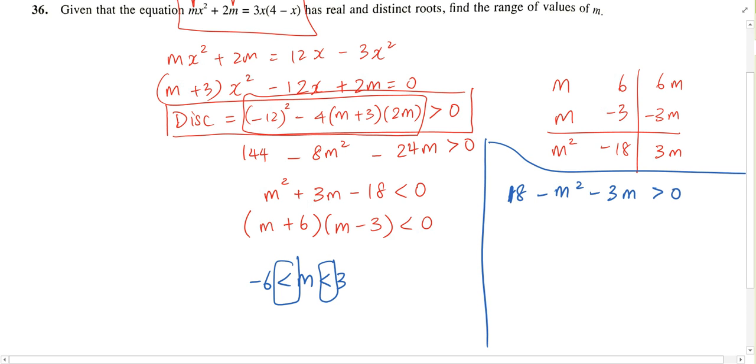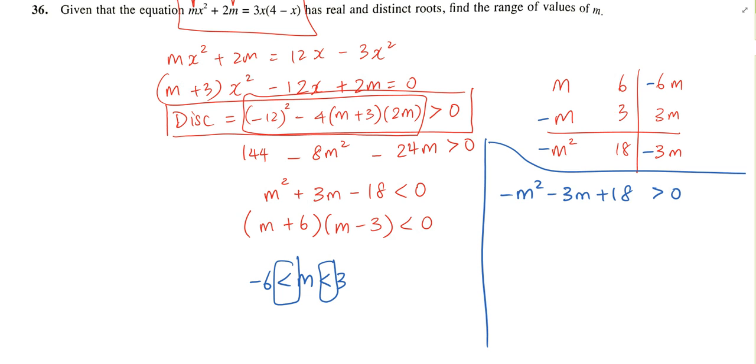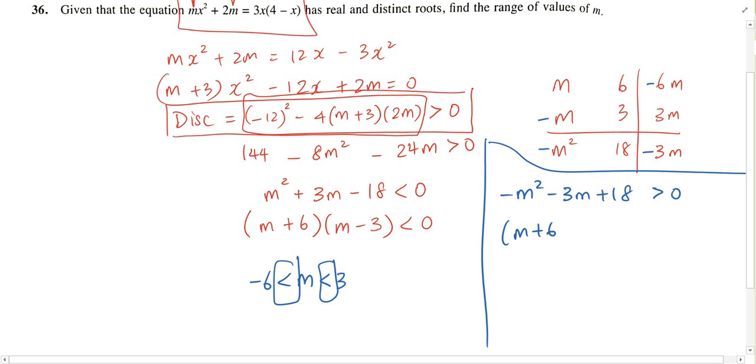Okay, so now I want to factorize this also. What will I get? Will I get the same thing? So this is the factorizing, which brings me to m plus 6, negative m plus 3, greater than 0, right? Any problem so far?